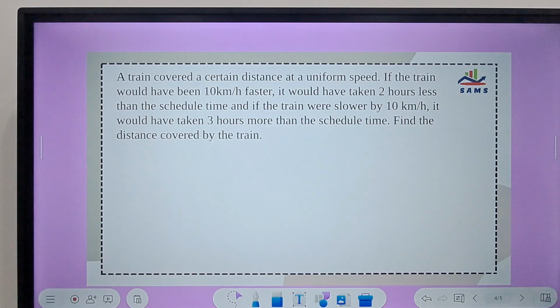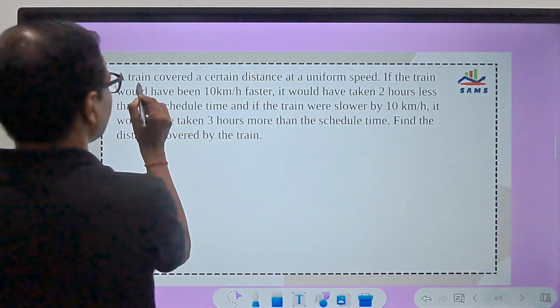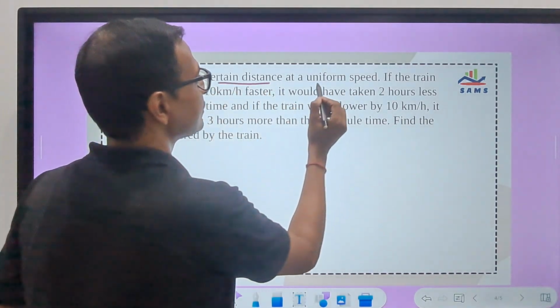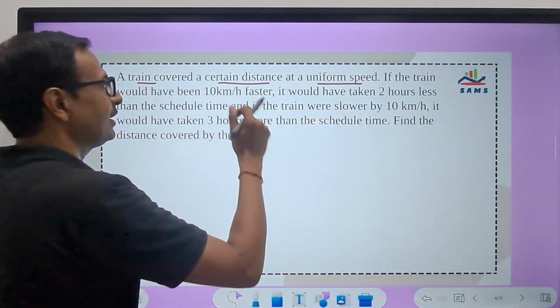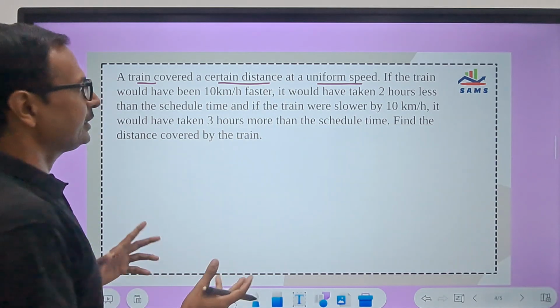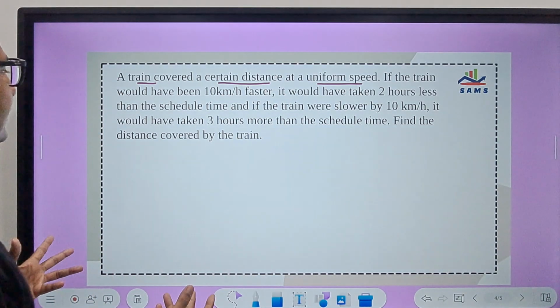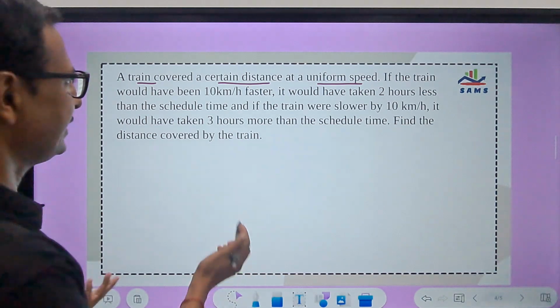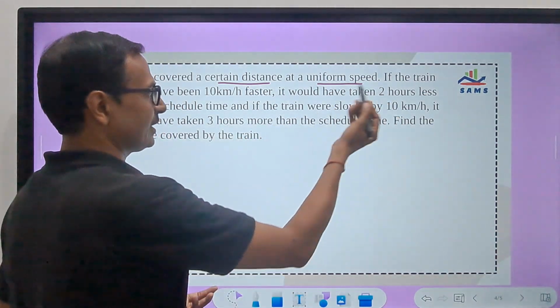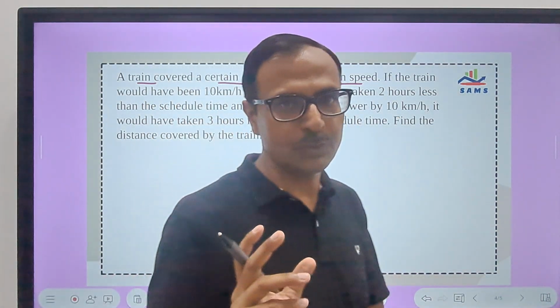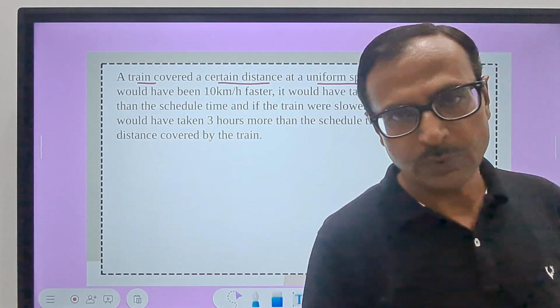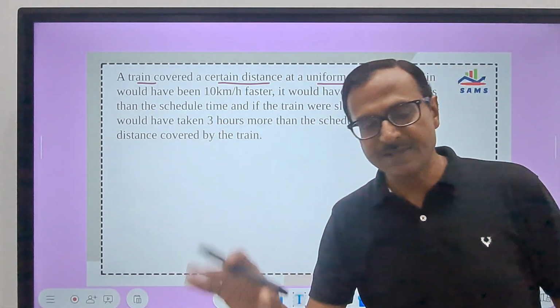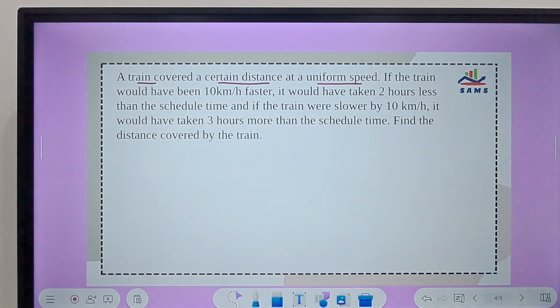You can read the question once. So there is a train which covers a certain distance with a uniform speed. So speed is not given, distance is not given. I think two different times are given here. So question is a little bit confusing, and which variables you need to assume as x and y, that is important in the question. So you can read the question.